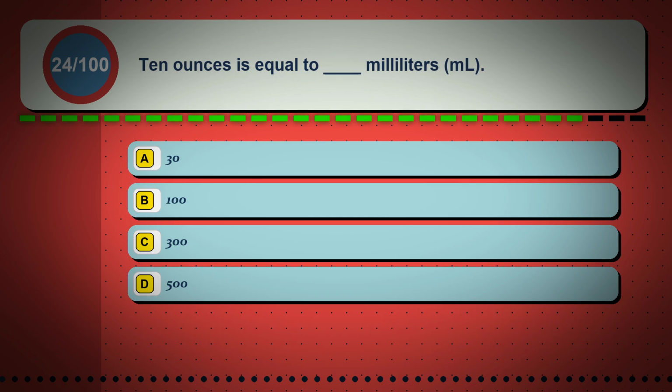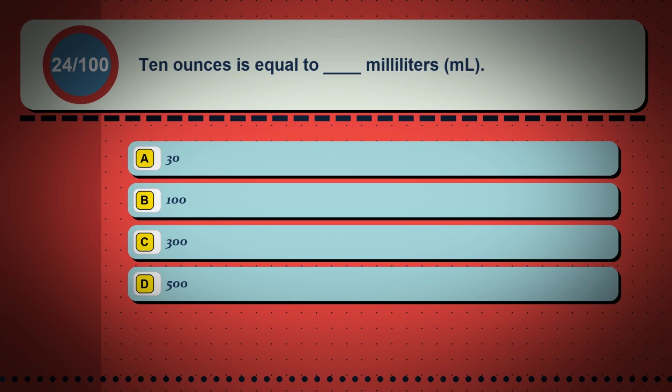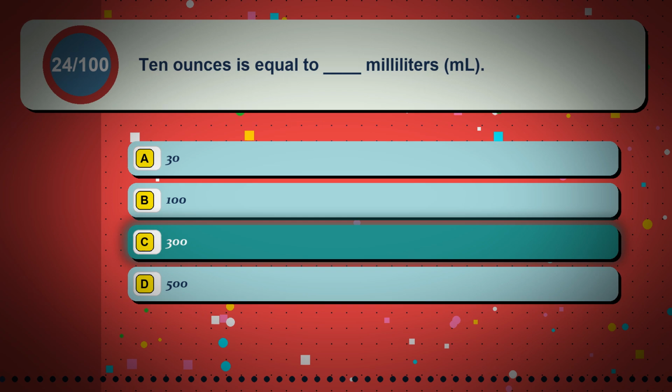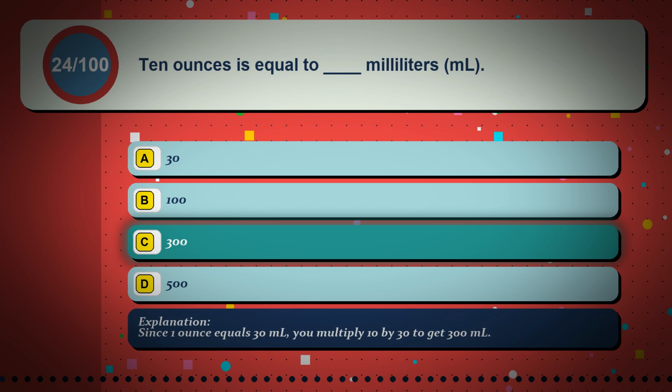Question 24. 10 ounces is equal to blank milliliters, ml. Option A. 30. Option B. 100. Option C. 300. Option D. 500. The correct answer is option C. 300. Since 1 ounce equals 30 ml, you multiply 10 by 30 to get 300 ml.